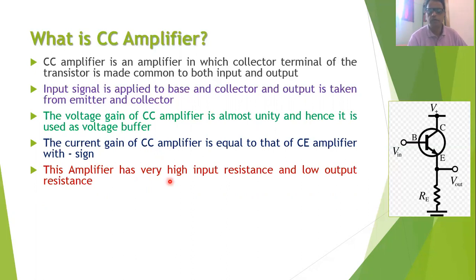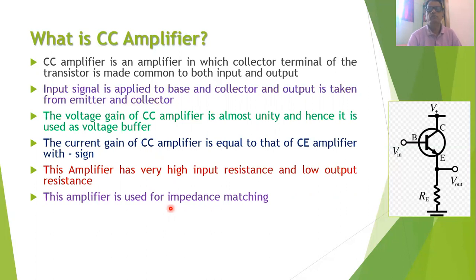This amplifier has a very special property: it has a very high input resistance and very low output resistance. Because of this property, this amplifier is used for the purpose of impedance matching. That is, when two different circuits are given to you, and you want to connect these two circuits to each other, then their impedances should match. But if their impedances are not matching, then in such a case, you can use this common collector amplifier in between these two circuits.